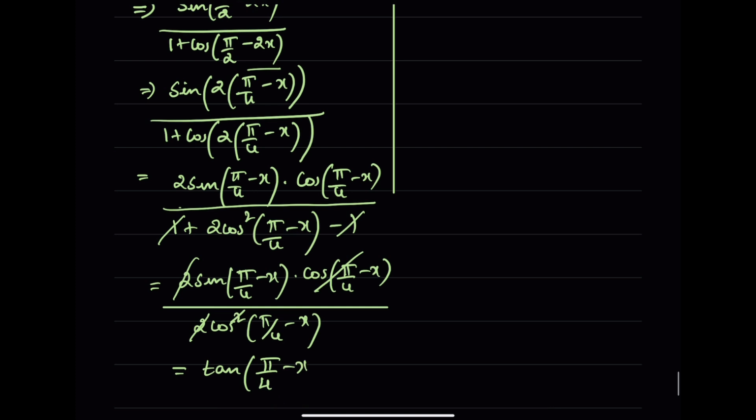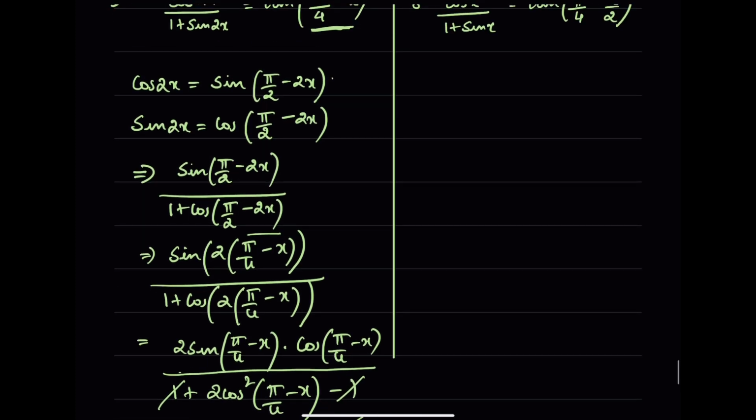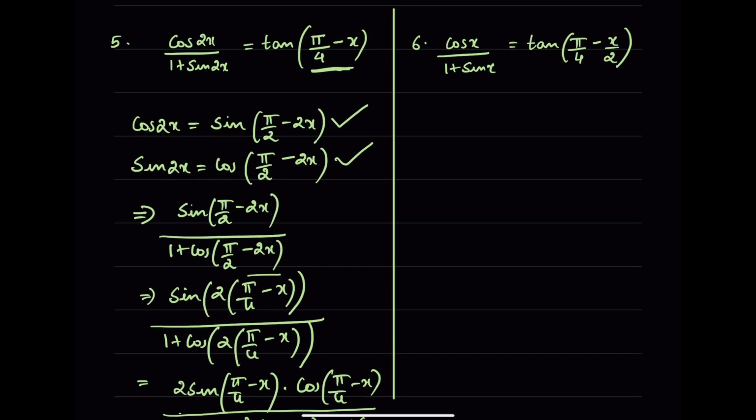So the concepts we applied is cos 2x can be rewritten as sine of pi by 2 minus 2x, sin 2x can be rewritten as cos of pi by 2 minus 2x, then just the application of the multiple and submultiple formula. So this is how we can solve the fifth question.